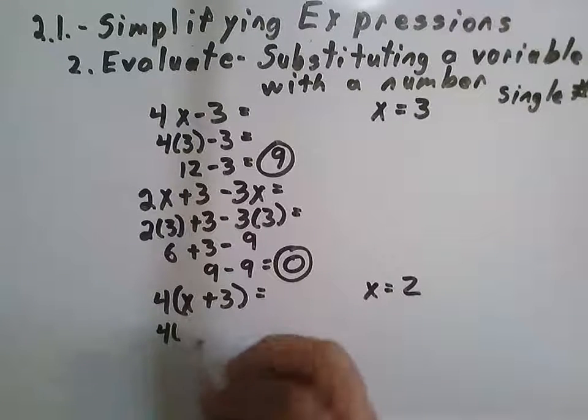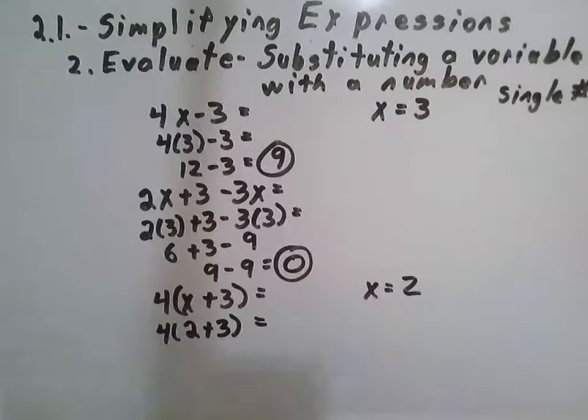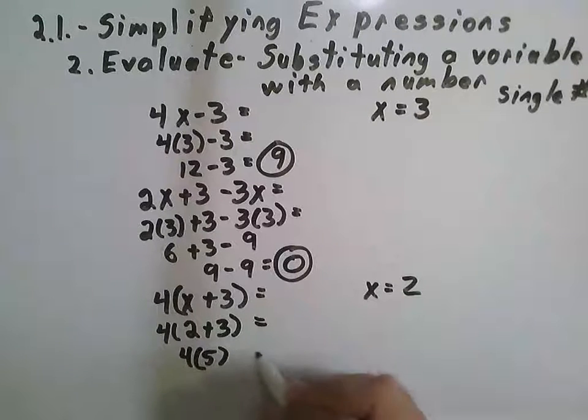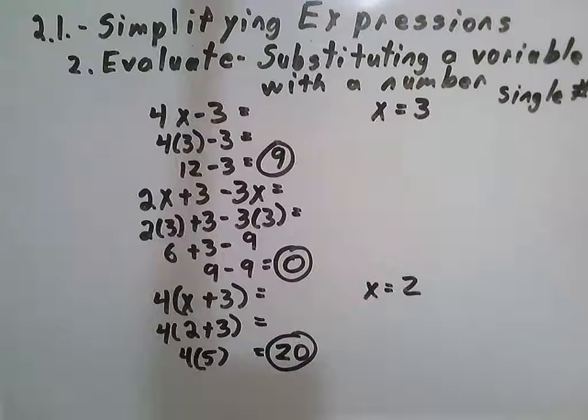So this would be 4 times 2 plus 3. And then following PEMDAS, I work out whatever's in the parentheses. 2 plus 3 is going to give me 5. And 4 times 5 is just going to give you 20. And it's as simple as that for single variables.